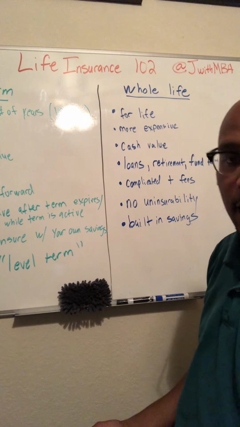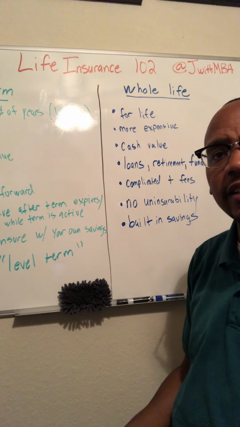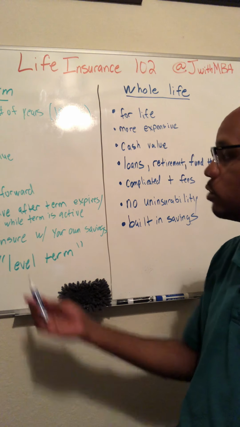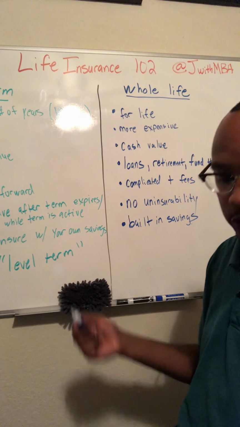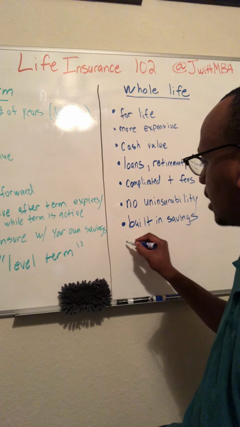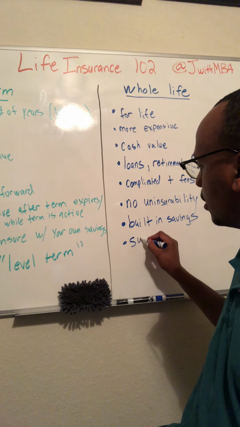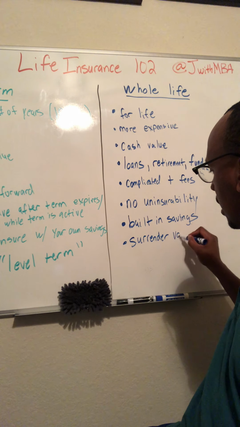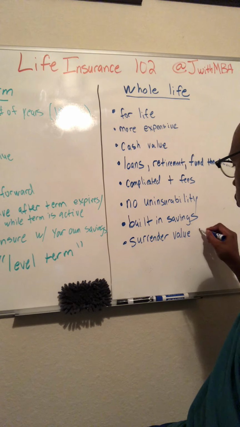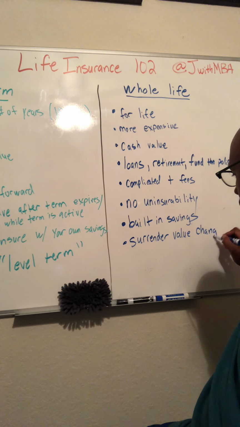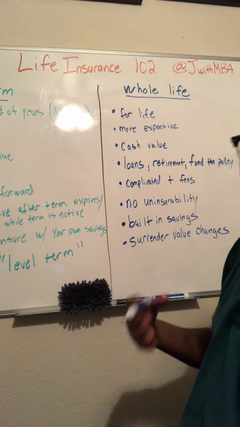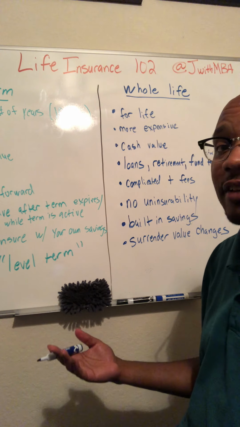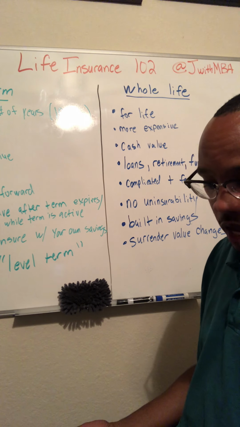Now, lastly, there are some things that I just need you to remember about the whole life side. Just like on the term side, you need to remember the bi-level term. Well, on the whole life side, I need you to remember the surrender value. If you surrender the policy, the surrender value changes with time. So before you surrender the policy, you need to say, okay, what is the current surrender value? Because it changes over time.